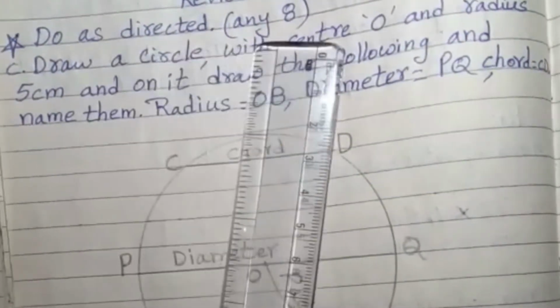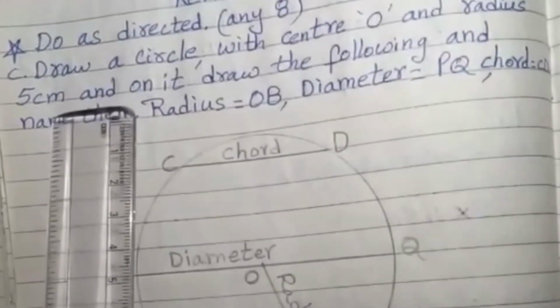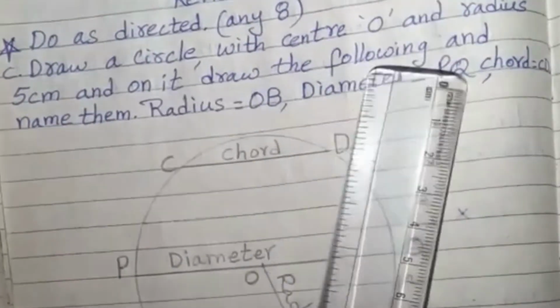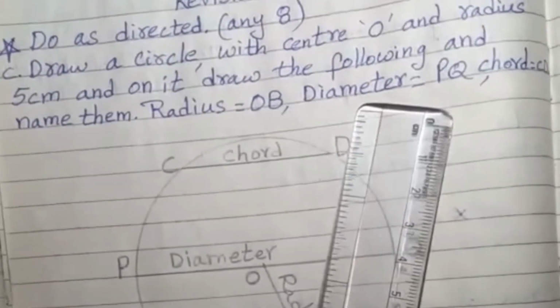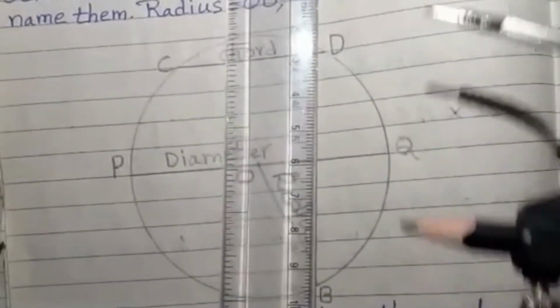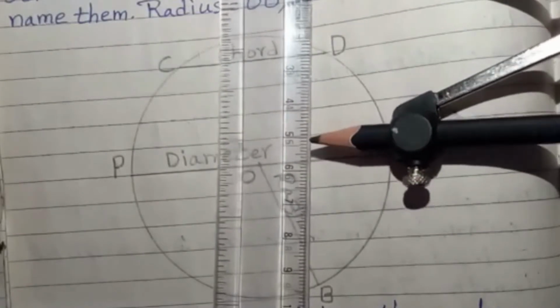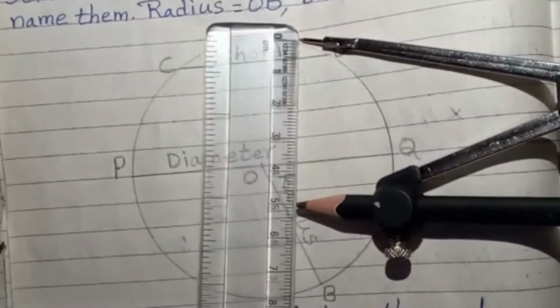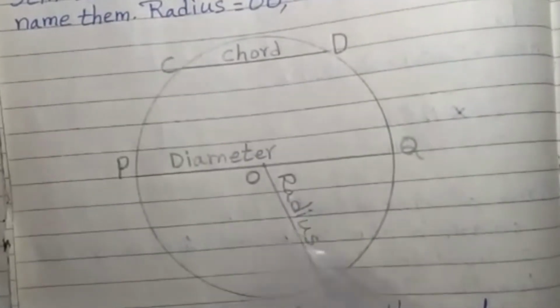Do as directed, any 8. Draw a circle with center O and radius 5 centimeters and on it draw the following and name them. Radius is equal to OB, diameter is equal to PQ, chord equal to CD. With the help of compass on the scale, measure 0 to 5 centimeters. Draw a circle and name it.